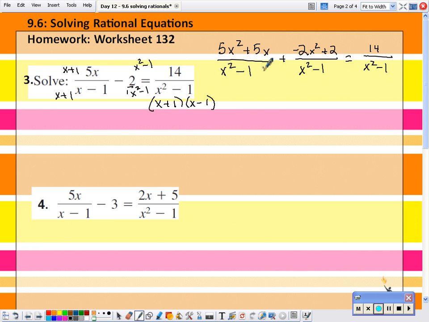And I'm in the same situation I was in the last problem. My denominators are all identical. If I have a group of fractions that comprise an equation and all their denominators are identical, I can equate the numerators. So I'm just going to take the numerators here. On the left I have 3x squared plus 5x plus 2, and that's going to equal 14. I'm obviously going to subtract 14 from both sides.